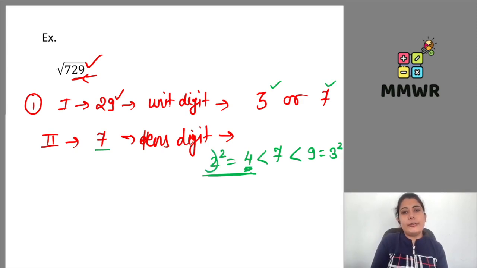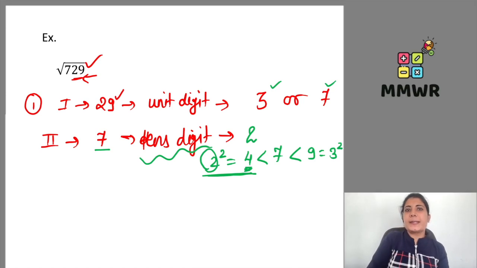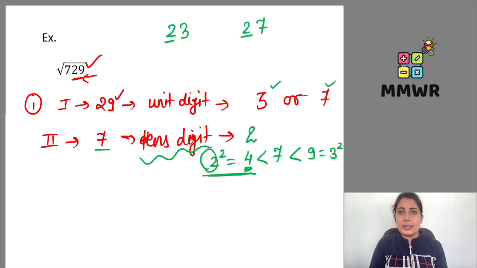It is the square of 2. That means the tens digit is going to be 2. यहाँ पे टेंस डिजिट की प्लेस पर क्या आने वाला है? 2 आने वाला है। जैसे ही हमने टेंस डिजिट को फिक्स कर दिया, अगर इसका स्क्वायर रूट निकाल रहे हैं तो यूनिट डिजिट पर या तो 3 है या तो 7 है, बट टेंस डिजिट तो फिक्स हो गया कि 2 ही आने वाला। मतलब 729 का स्क्वायर रूट या तो 23 है और it can be 27 also.